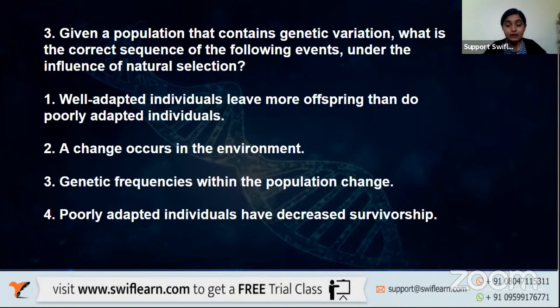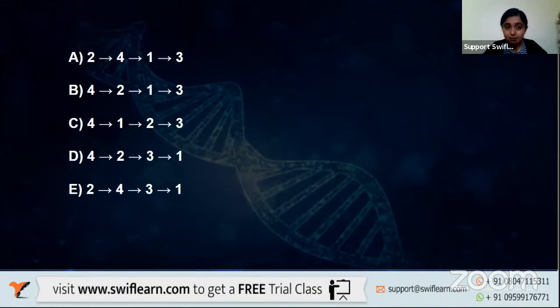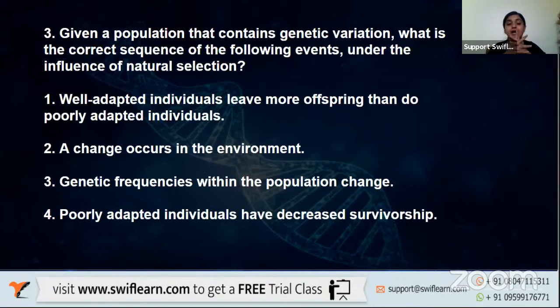Now, if you have gone through it, I'm going to give you options. Here are multiple options, A, B, C, D, and E. I have put them into different sequences. Here you have to select one. The first one is 2413, B is 4213, C is 4123, D is 4231, E is 2431. Taking you back to the entire procedure will give you more clarity on the events that happen under the influence of natural selection.